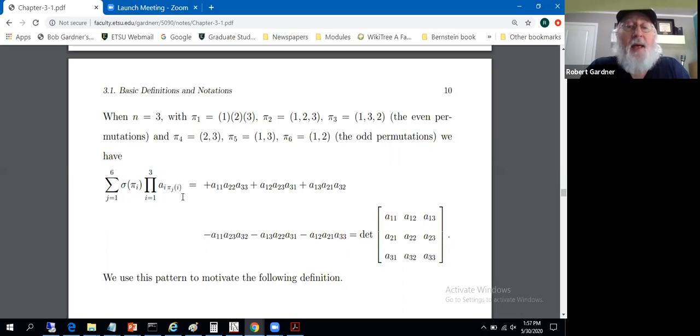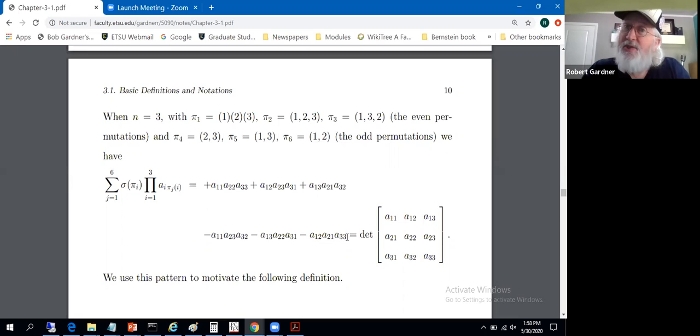I would suggest you try to convince yourself that these are really correct. The last one, for example, is associated with pi sub 6. 1 and 2 have been interchanged. This is an odd permutation, so we've got a negative out front. It reads a sub 1, 2, because 1 is mapped to 2. So that second index is the image of the first. A sub 2, 1, because 2 is mapped to 1 by this permutation. A sub 3, 3, because 3 is fixed by this permutation. That's where the negative sign comes from. That's where the second indices come from.